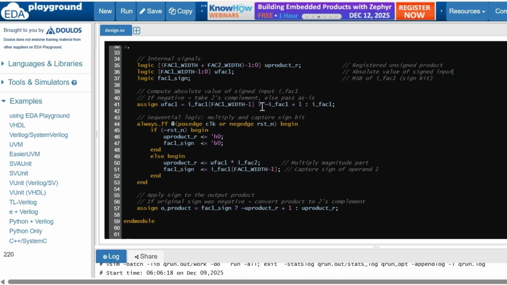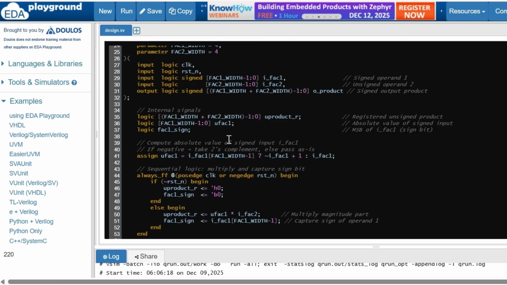Okay, so this is very important. The next equation is very important, and what we are doing here is converting our signed input factor 1 to an unsigned value if our input is negative. Let's say our input factor 1 value is minus 5. We would convert it to plus 5. And our second input to the multiplier, factor 2, is anyway an unsigned value. Let's say our input factor 2 value is plus 5.